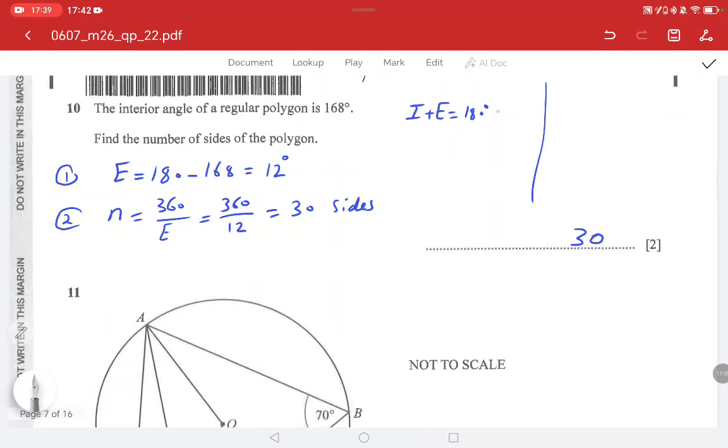Okay, good. If you want to use the other formula, it's fine. There is another formula: the interior angle equals (n minus 2) times 180 divided by n. If you want to use this one, you may use it, no problem. But I find this method is easier. Less mistakes will happen in this one compared to the other.